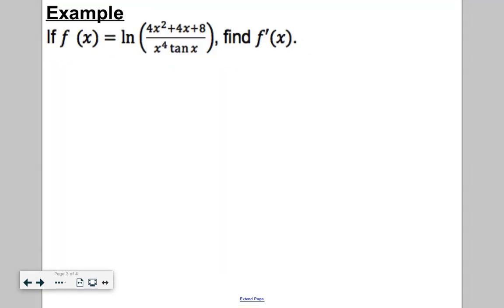Alright, so now let's take a look at a similar example, but there is a difference here. We want to find the derivative of f of x if f of x is equal to the natural log of 4x squared plus 4x plus 8 all over x to the 4th times tangent of x.